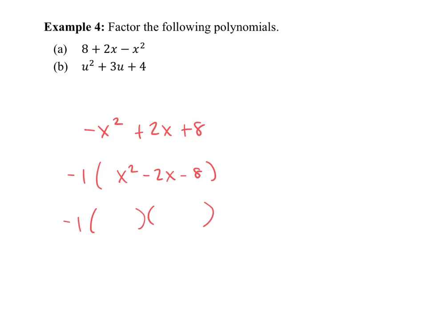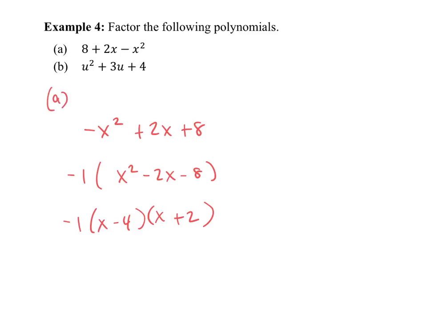What numbers multiply to negative 8 and add up to negative 2? Okay, negative 4 and positive 2. Try it. Multiply these two numbers, you get negative 8. Add these two numbers, you get negative 2.